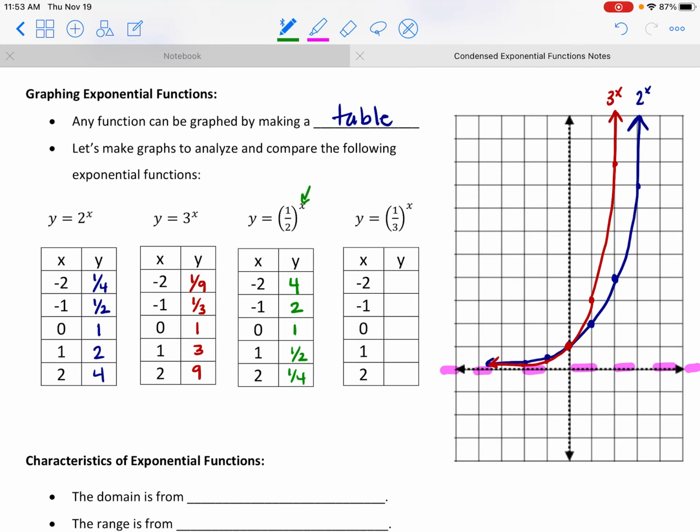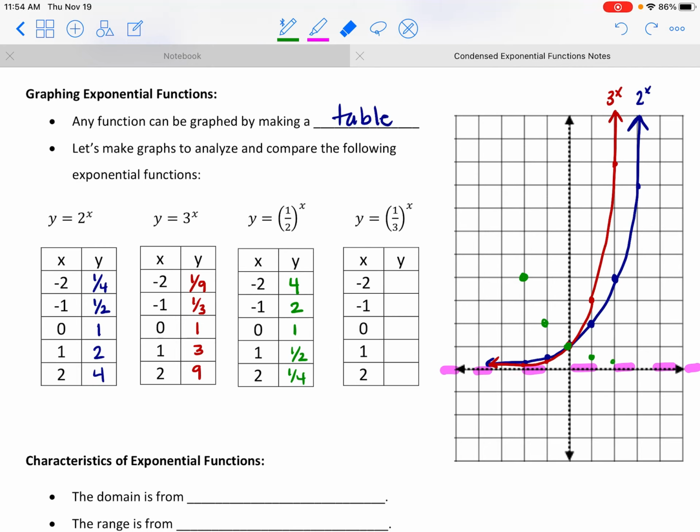Well, now at negative 2, we're up at 4. And at negative 1, we're at 2. Anything to the power of 0 is still 1. And now we're at a half and then a fourth. What happens is that whole table flipped if we're comparing it to the blue one. Instead of our graph going up from left to right and starting to grow, our graph goes down from left to right. We can call that a reflection over the y-axis.